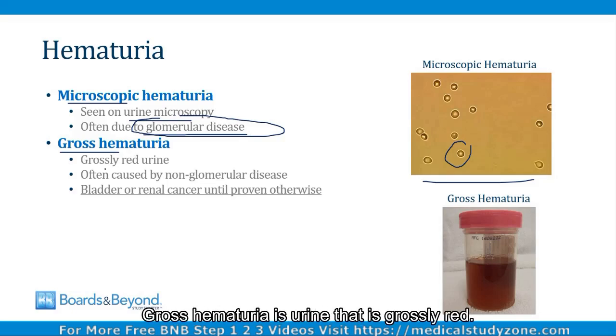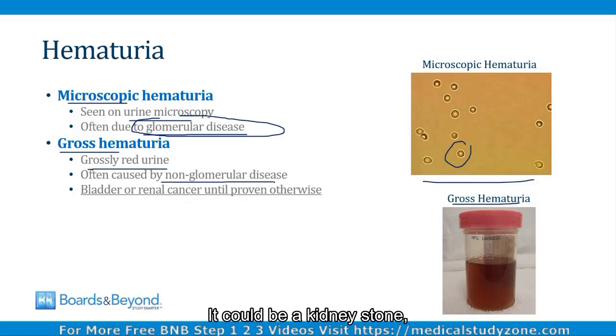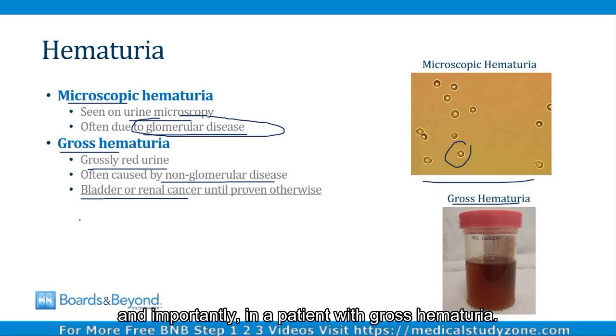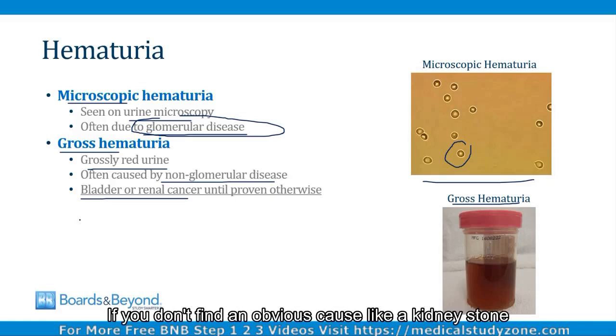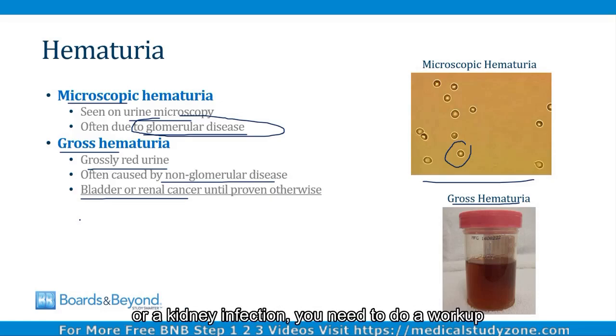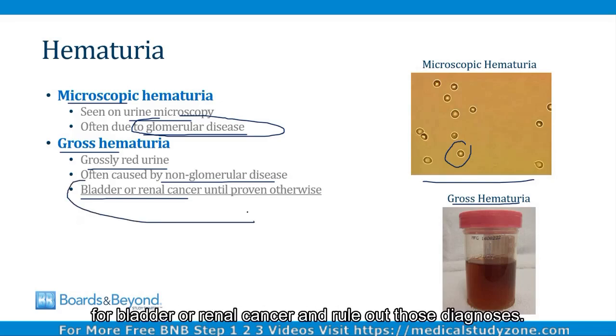Gross hematuria is urine that is grossly red. This is an example of gross hematuria on the bottom right side of the screen here. And gross hematuria is usually not caused by glomerular disease. It's usually caused by something outside the glomerulus. It could be a kidney stone, it could be a kidney infection. And importantly, in a patient with gross hematuria, if you don't find an obvious cause like a kidney stone or a kidney infection, you need to do a workup for bladder or renal cancer and rule out those diagnoses.